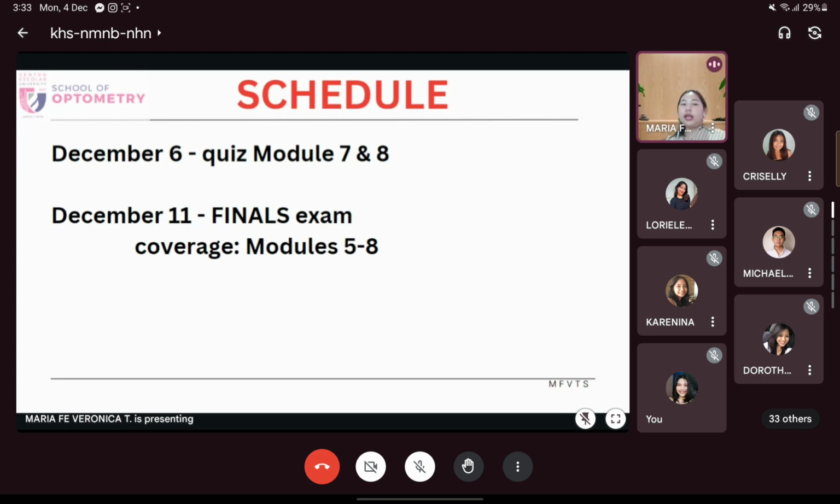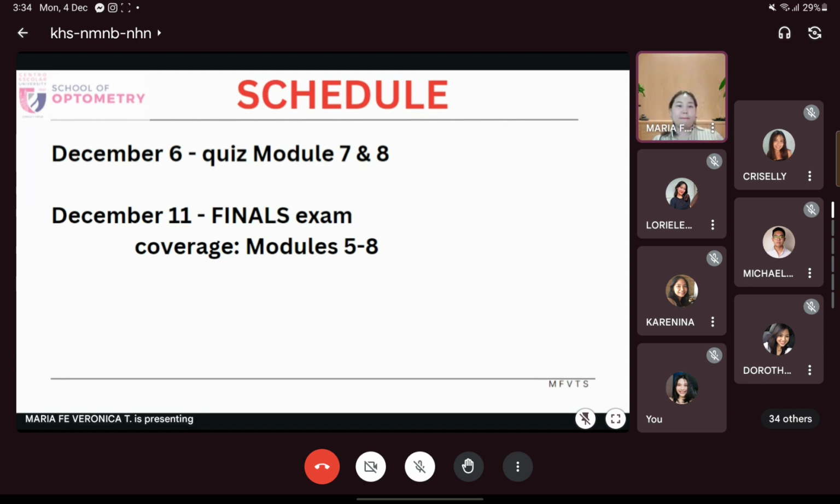Okay? And next week, Monday, December 11, magpa-finals exam na tayo para at least hindi tayo madagdagan ng mga gagawin before Christmas. So, agahan na natin siya. So, December 11 will be our finals exam. Coverage will be from modules 5 to 8. So, yung finals exam natin, it will be face-to-face. Sa school po tayo. Pero online, the exam will be available through Canvas ulit. So, bring your phones or your laptops na lang for the exam. Pero mag-exam kayo sa DCT 310, dun sa room natin.